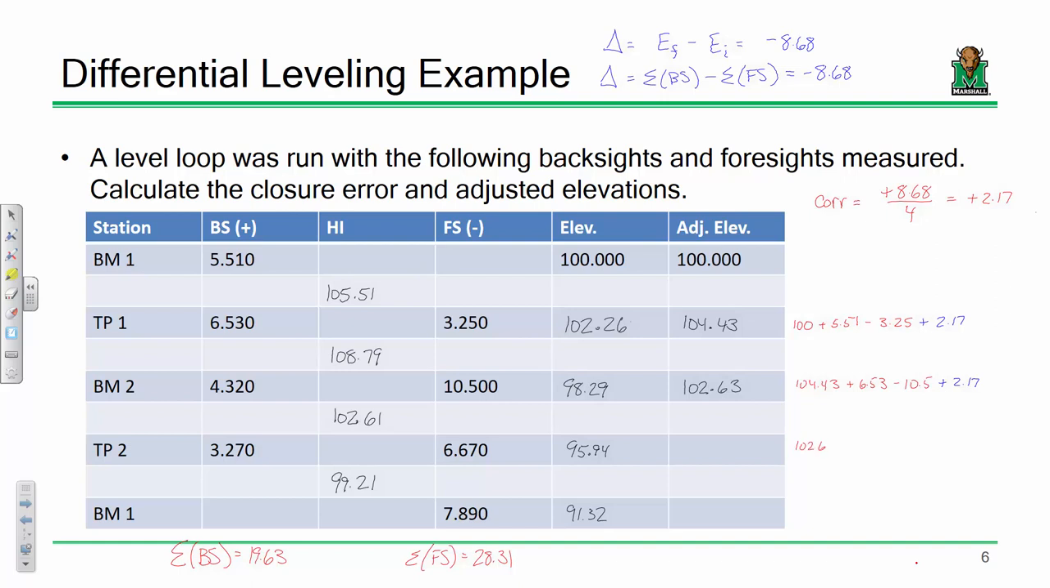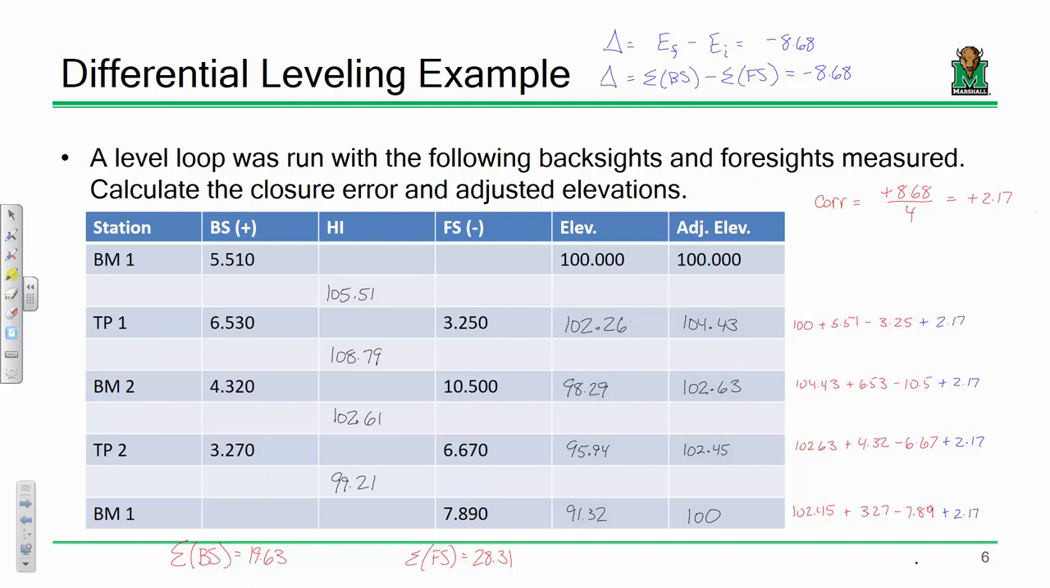Next one, 102.63 plus my back sight minus my foresight, add my correction. Do I have a second? Yep. And then this value, 102.45 plus 3.27 minus 7.89 plus my correction. Boom. Start and end at 100.